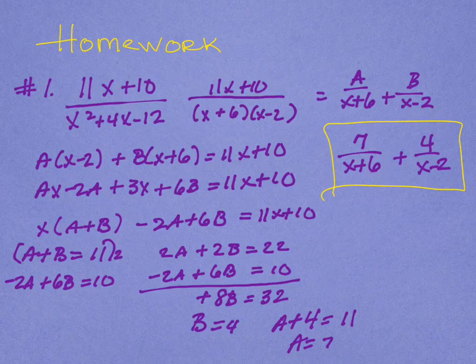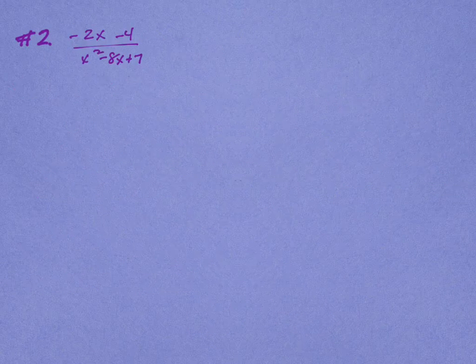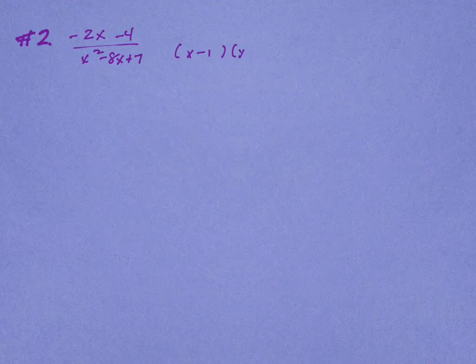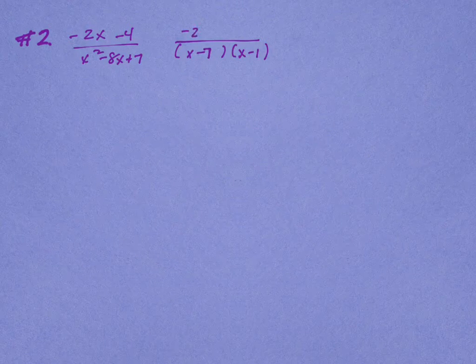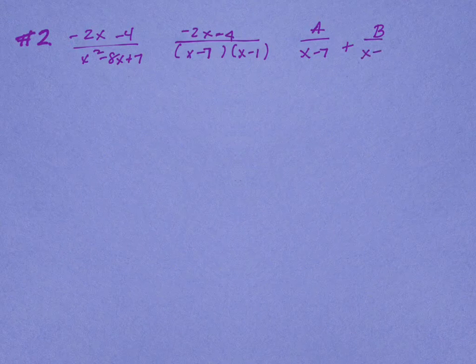Let's do number 2 on this same video. Okay, so let's factor the bottom to x minus 7, x minus 1, right? That's the only way we're going to get minus 7. That would be x squared minus x minus 7x and then plus a 7. So over negative 2x minus 4. So we have a over x minus 7 plus b over x minus 1.